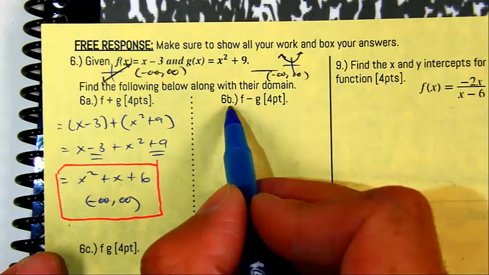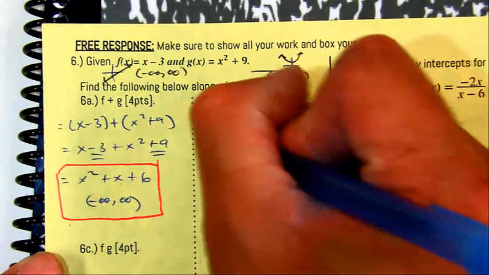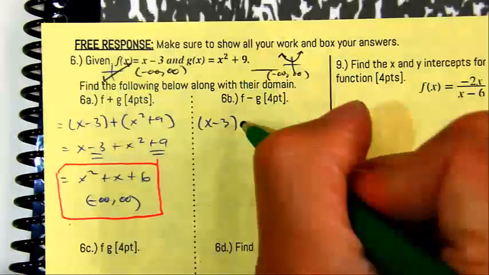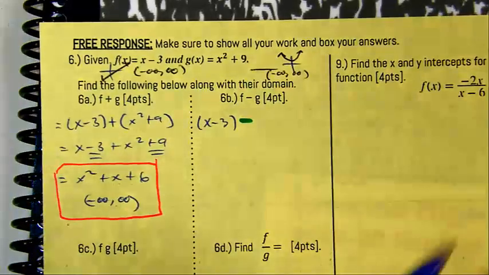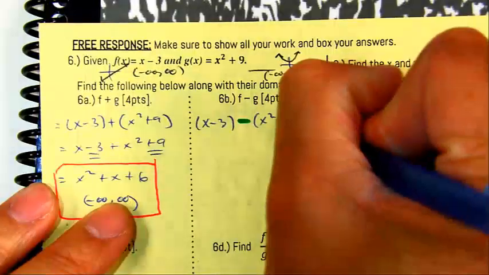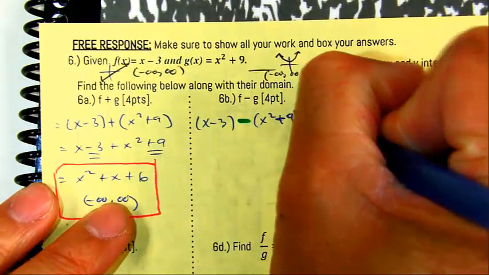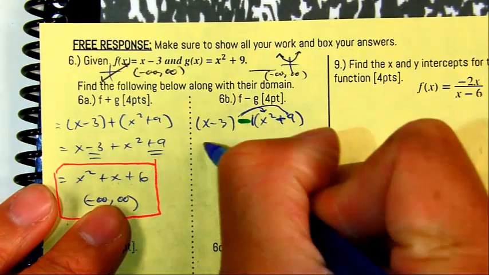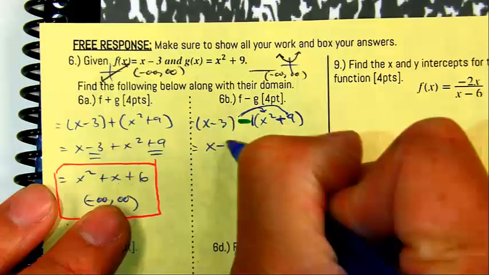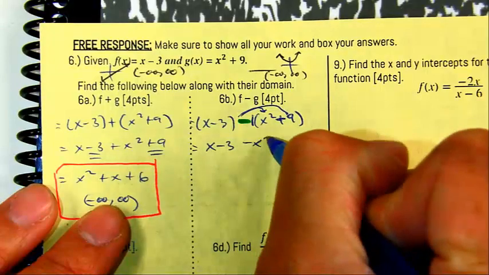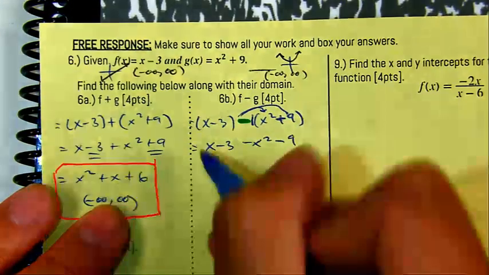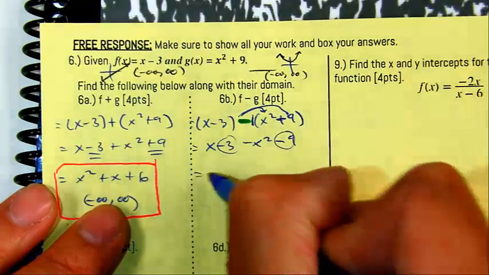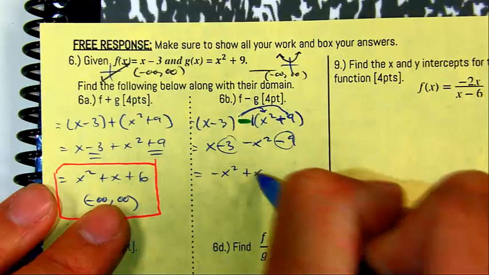6b says f minus g, so x minus 3 minus the g function, which is x squared plus 9. Now, the parentheses are important for the minus sign because I have to distribute this negative 1. So this would give me x minus 3 negative x squared negative 9. Now I can just combine like terms there and write in descending order: negative x squared plus x minus 12.